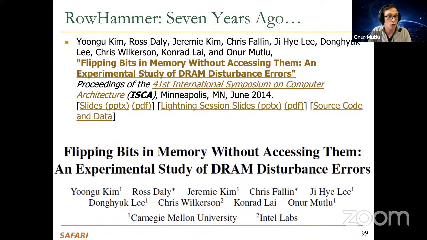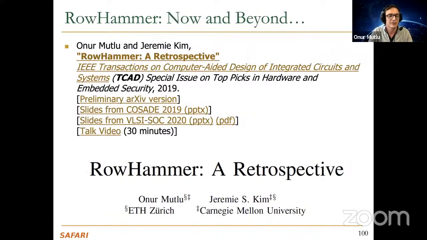I'm not going to talk about this more, but we're going to go into it as a potential case study in the next lecture. This is the paper that we have written. Actually, we recently wrote a retrospective with Jeremy, my PhD student, on this topic. If you're really interested, you can read it.